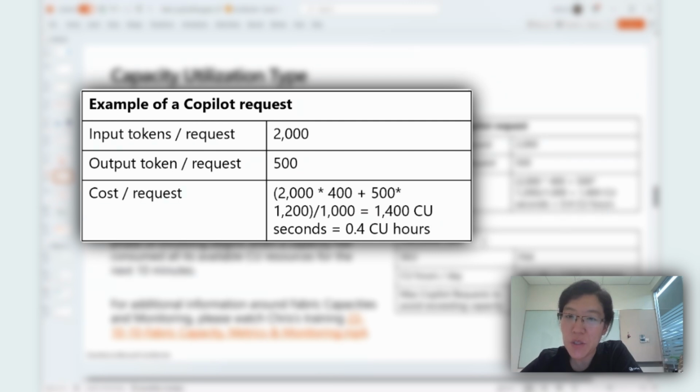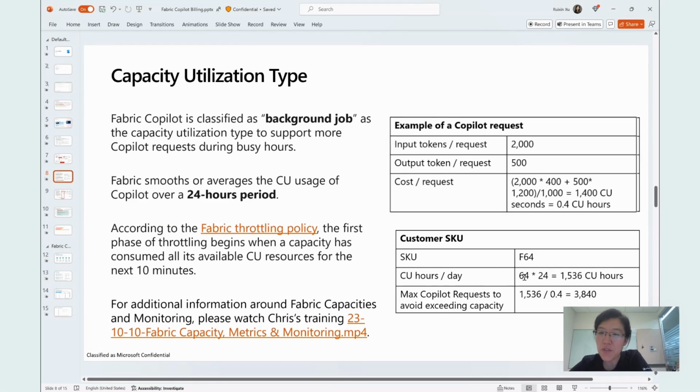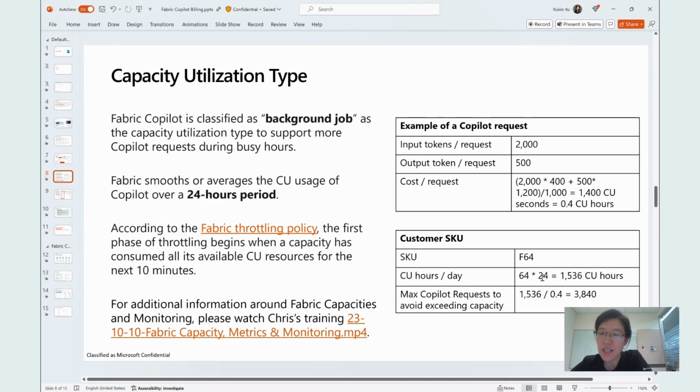And assume that you are using an F64 SKU. F64 SKU means you buy 64 CUs. So for the CU hours for one day, you get 64 multiplied by 24 hours. It's like 1,500 CU hours.